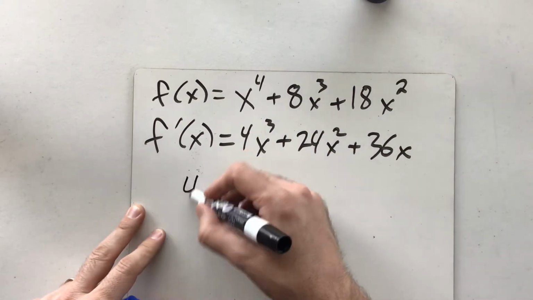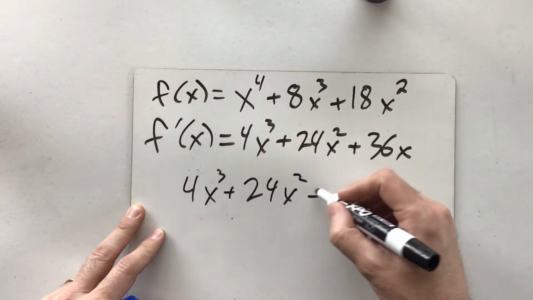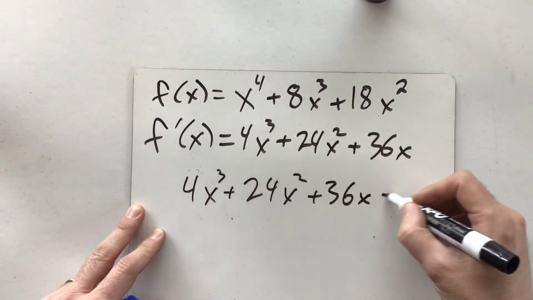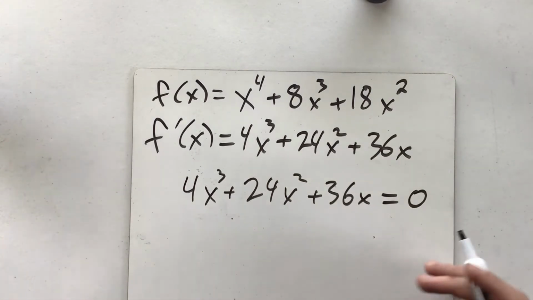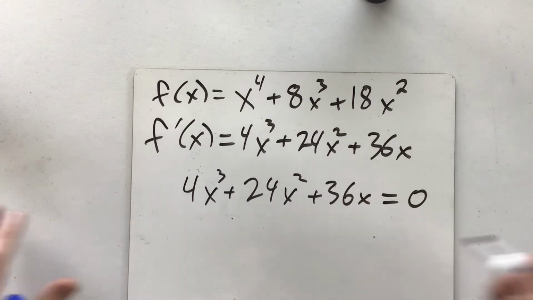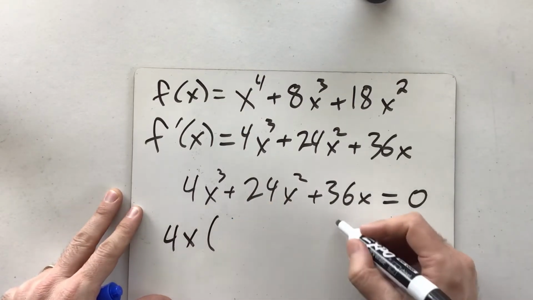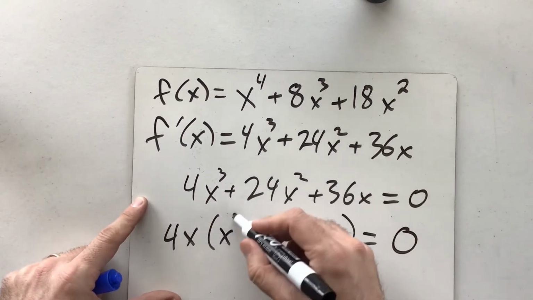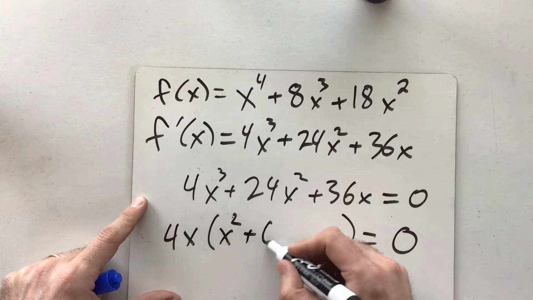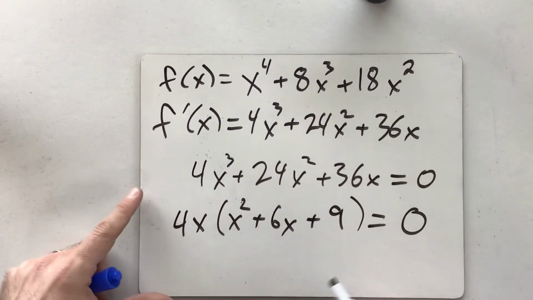So I'm just going to take that equation and set it equal to 0. There are ways we could solve it. I'm going to just try to factor, and I'm going to notice, oh, I've got a 4x in everything. So let's factor a 4x out. And if I factor a 4x out, I have an x squared plus 6x plus 9. And then I'm going to try to factor that.